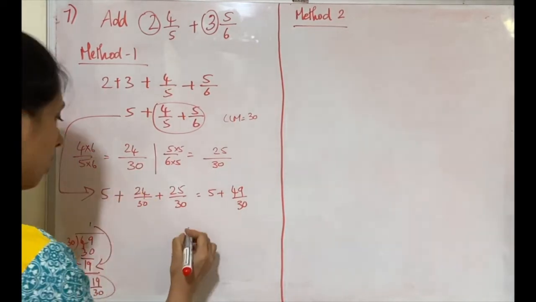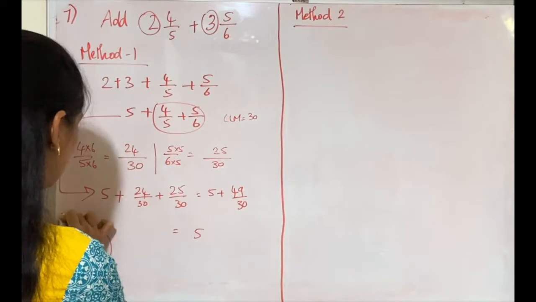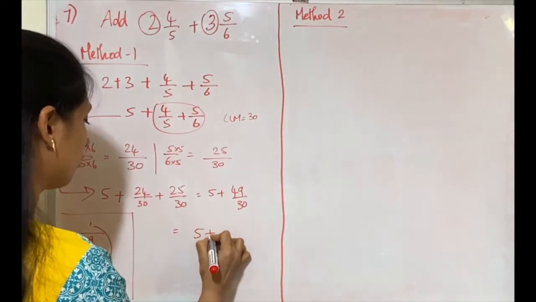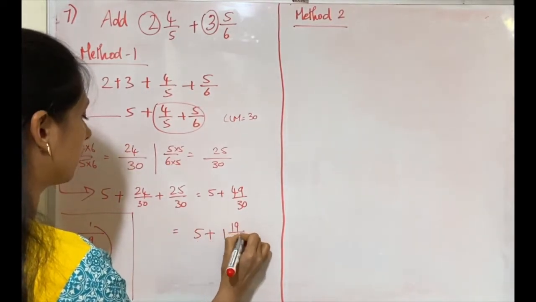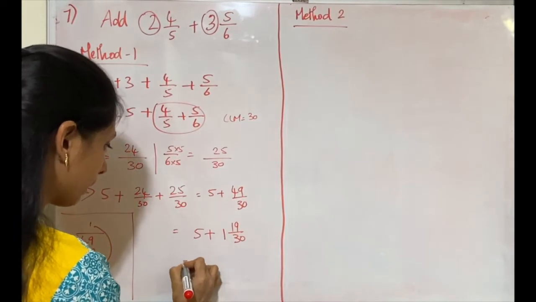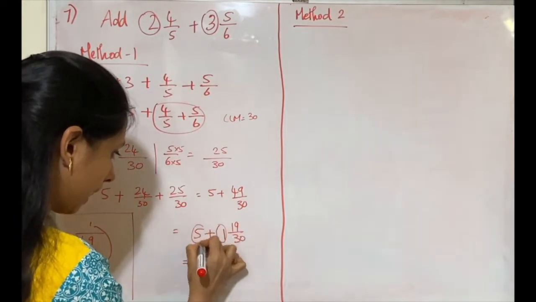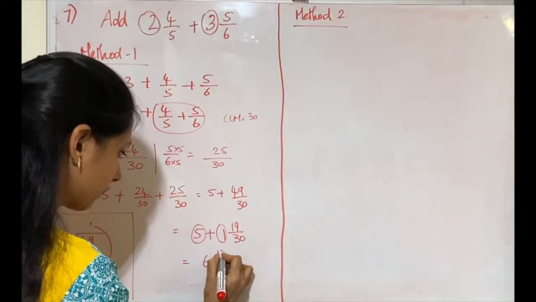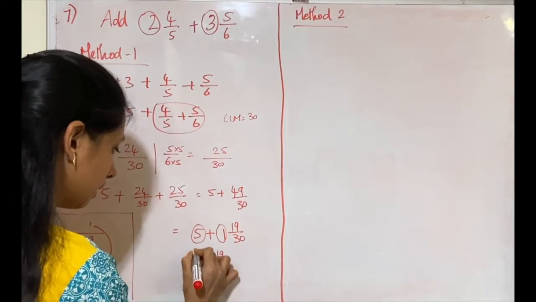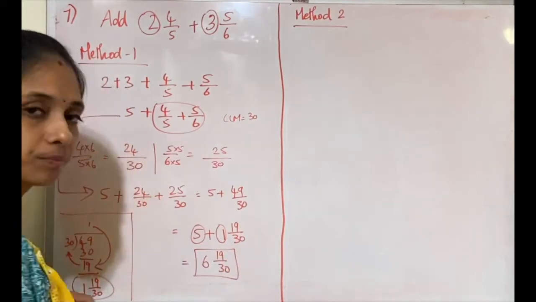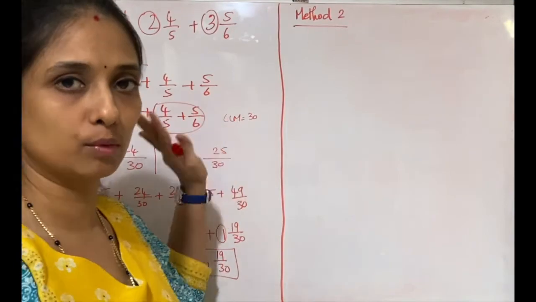Right. So now here I am going to write 5 plus 1 19/30. These two I can add. This becomes 6 19/30. This is my answer. This is method 1.